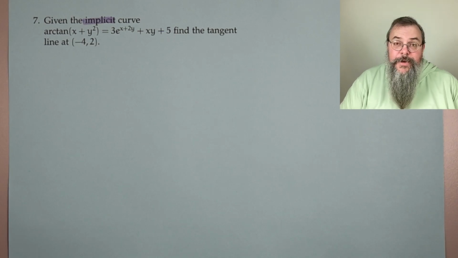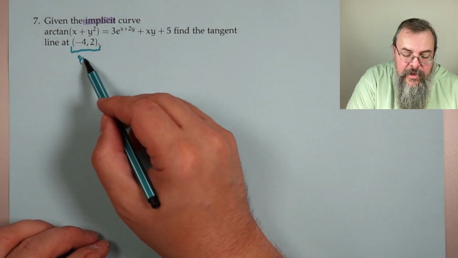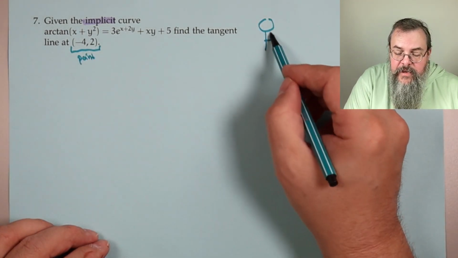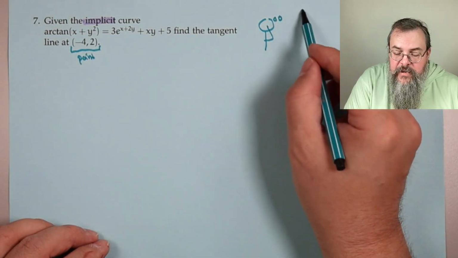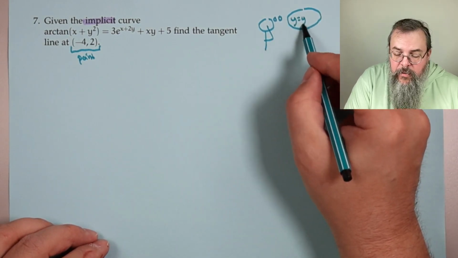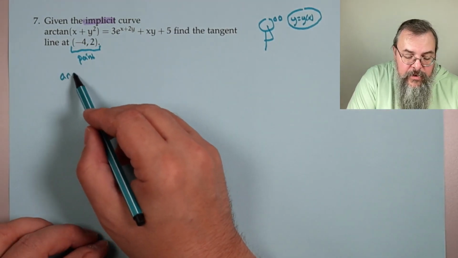So we say, hey, what do we need? We need a point. Good news, we have our point. And we need a slope. And so slope means derivative. And as always, because we're doing implicit differentiation, we say, just remember y is a function of x and take the derivative. So here we go.